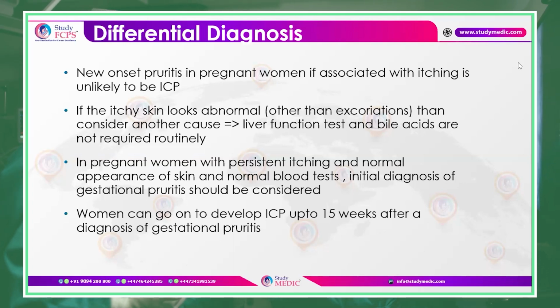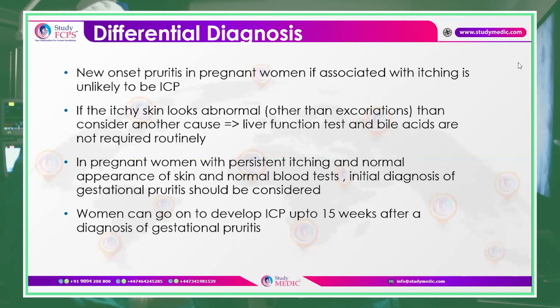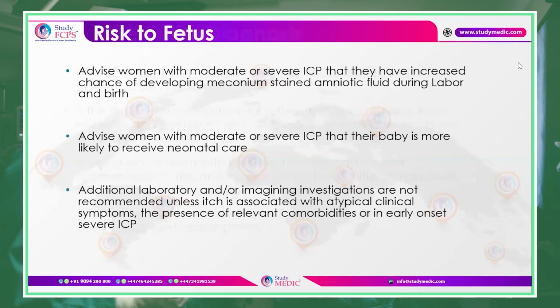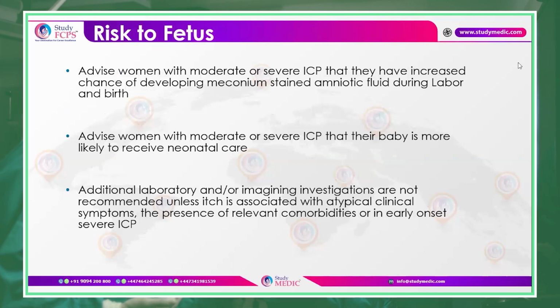In pregnant women with persistent itching, normal appearance of the skin and normal blood tests, the initial diagnosis to be considered is gestational pruritus. Women can go on to develop intrahepatic cholestasis of pregnancy up to 15 weeks even after a diagnosis of gestational pruritus. This means that if the patient has been diagnosed with gestational pruritus, they are at high risk to develop intrahepatic cholestasis of pregnancy.